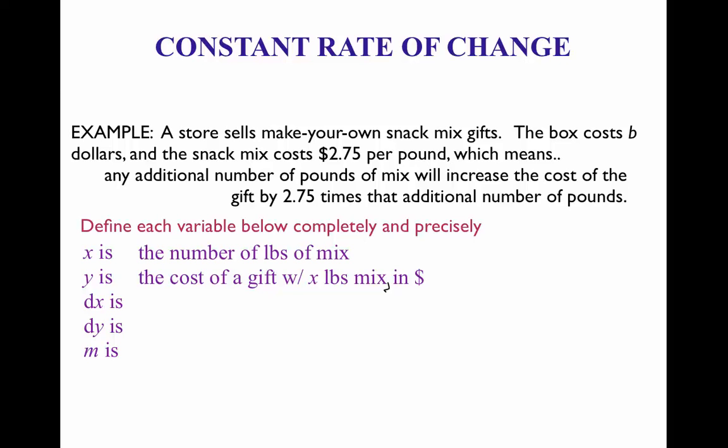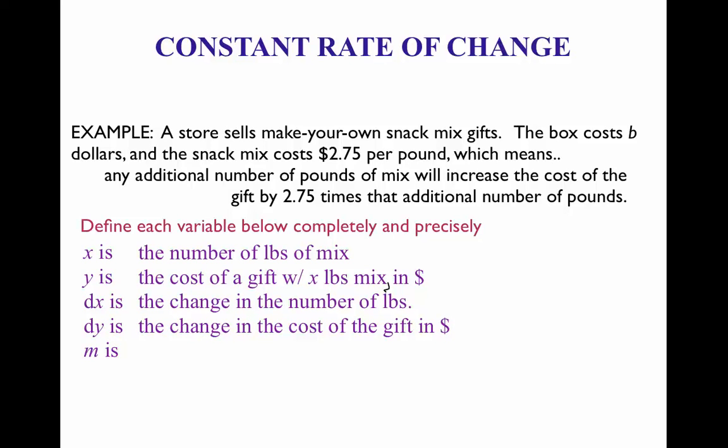Okay, dx. What does dx mean? Change in the amount of pounds which will be with respect to the price. The change, dx doesn't have anything to do with price. Oh. So it's just the first thing you said. It's just a change in number of pounds. And what is dy? Change in the cost of the gift. Change in the cost of the gift. And so what we're going to call M is the constant rate of change. That 2.75 is what we're going to use for constant rate of change, M. Okay?